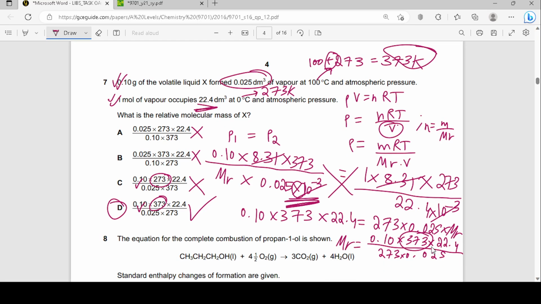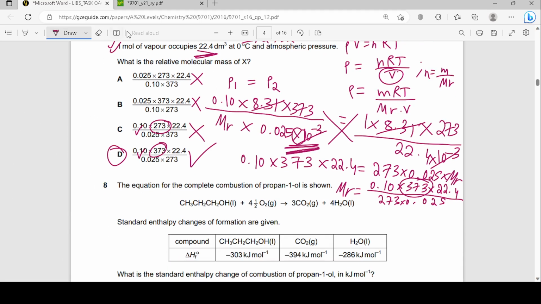0.10 into 373 into 22.4 over 273 into 0.025, which gives you something. What's the answer? 122.4 according to my calculator. So yeah, that seems to be the answer. And then we're going to go to the next question.